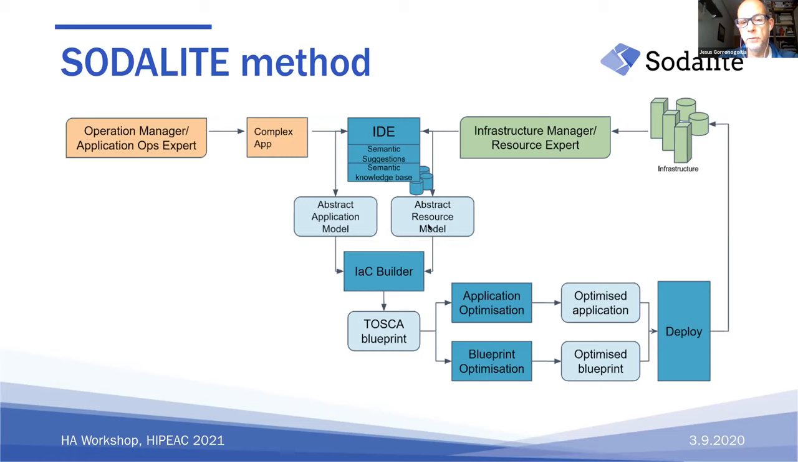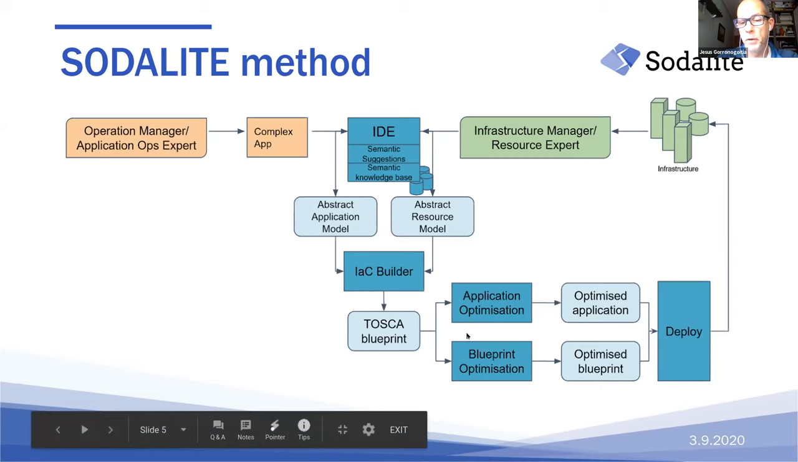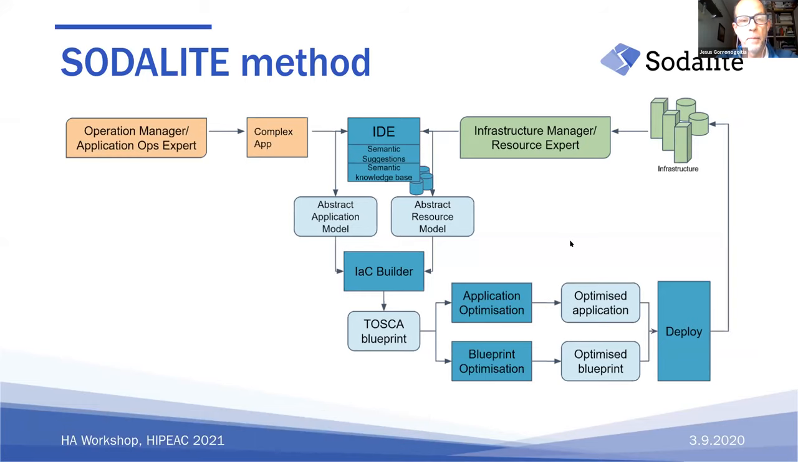So we are producing an Astra resource model that is describing the infrastructure, and an Astra application model, which is describing the application we want to deploy in that infrastructure. Both models will be concretized by the IaC builder, which will provide the ultimate deployment artifact, which is a TOSCA blueprint. So the technology for deployment we are adopting is TOSCA. However, the modeling approach we are adopting tries to abstract a little bit from TOSCA, and I will go into more details in the next slides. This TOSCA blueprint could be optimized at the level of application, at the level of infrastructure, or at the level of the topology, and the optimized artifacts are deployed. So this is the general method.